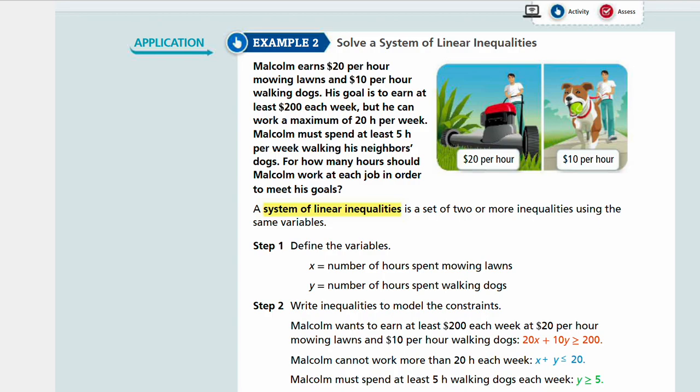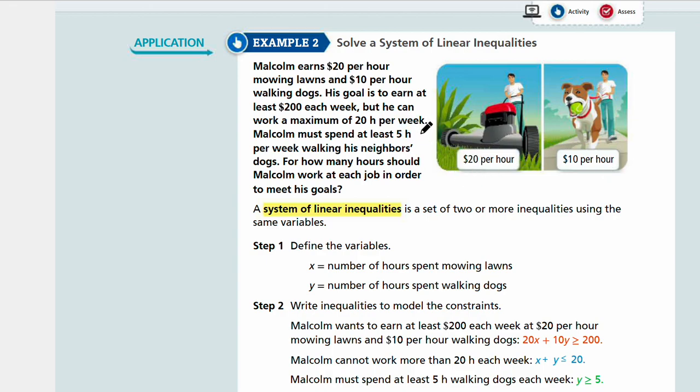So how many jobs does he have? He has 2 jobs here, right? First one, he's gonna mow lawns. And then the second one, he's gonna walk dogs. Mowing lawns would be more expensive. Every hour he would earn $20. Walking dogs, he earns $10, right? He wants to earn at least $200 each week. He can only work a maximum of 20 hours.